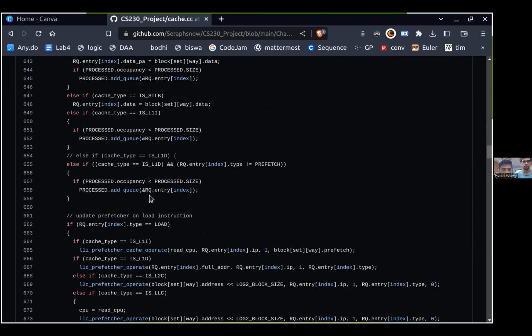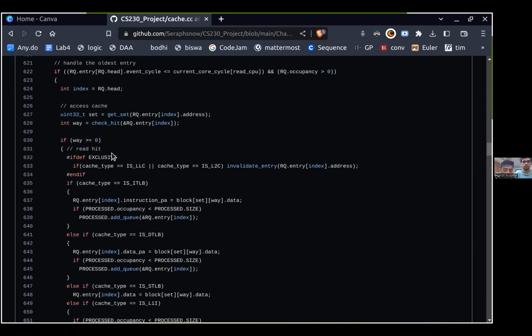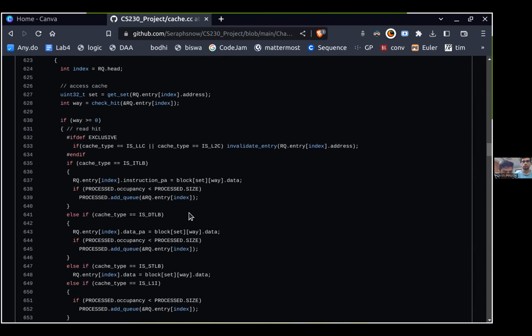And in handle read we needed to make the following changes. So suppose a block is being read into a cache from the read queue. The one thing that we needed to do was invalidate the entry only if the cache type was LLC or it was an L2 cache. This basically means that if we have a miss in the upper level cache, L1 or L2, and we are getting a hit in the lower level cache, L2 and LLC respectively, then the block should move from the lower level cache to the upper level cache. So for that, we just put it into the write queue of the upper level cache, and we invalidate it in the lower level cache.